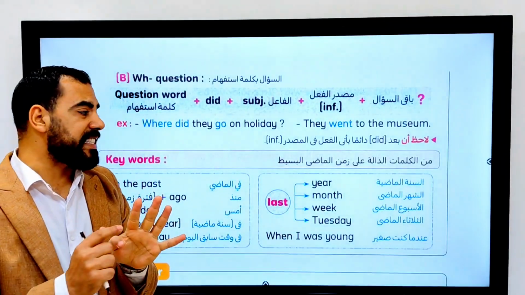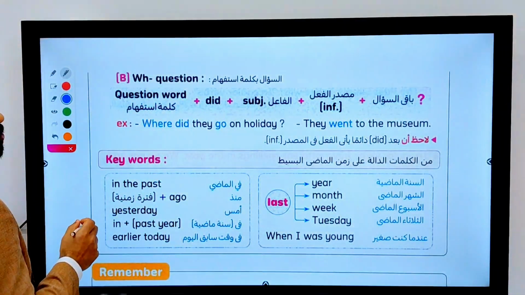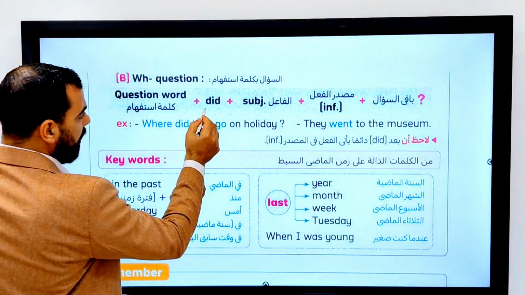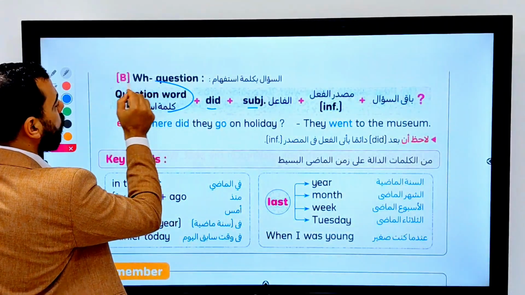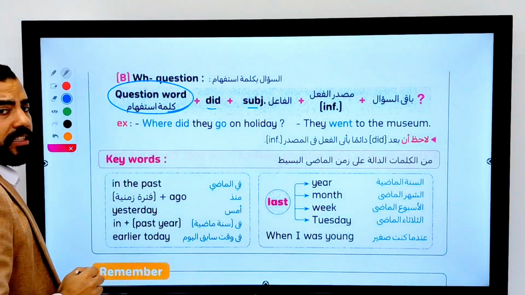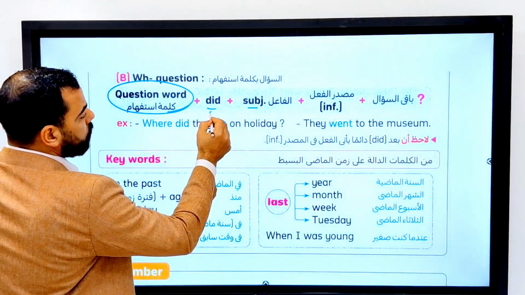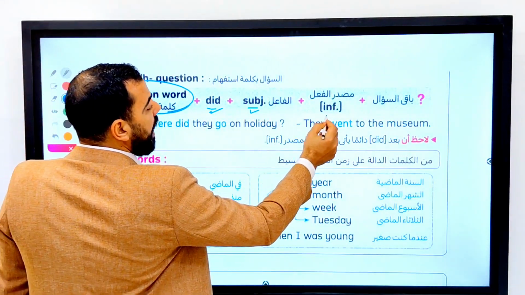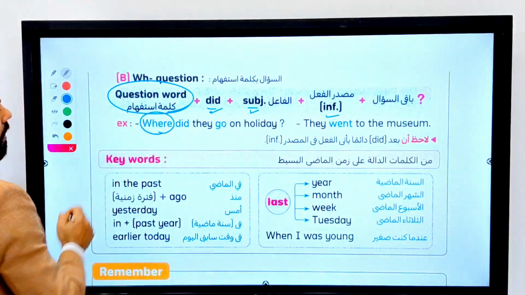WH question. This is the second form of the interrogative, which is called WH question. It has the same structure as the yes, no question, but we add the question word at the beginning of the question. So question word, after that we use did, the helping verb in the past simple, the subject, and the infinitive.